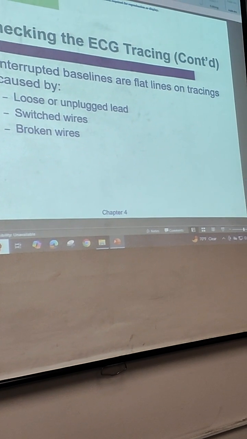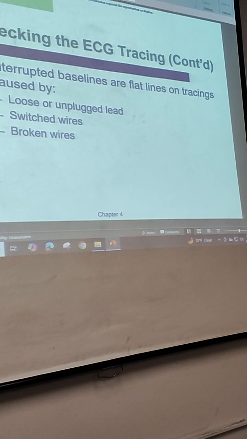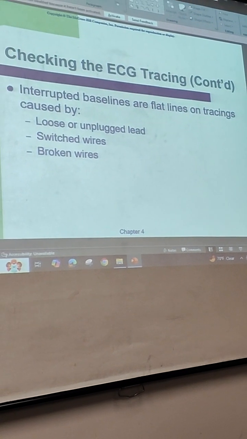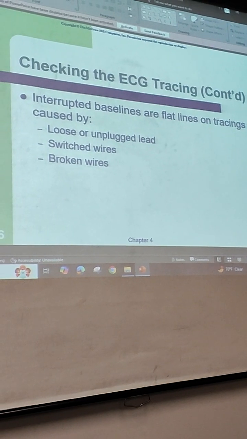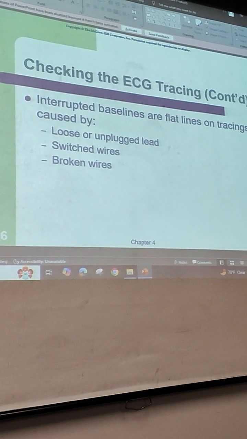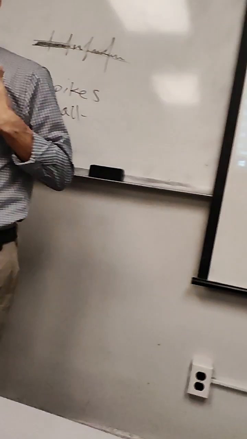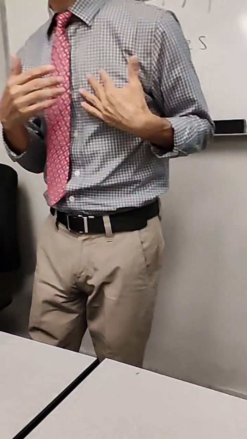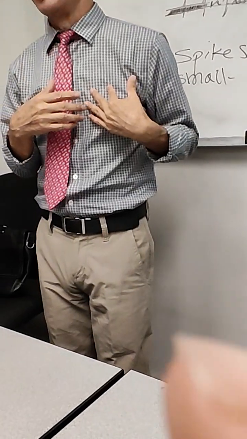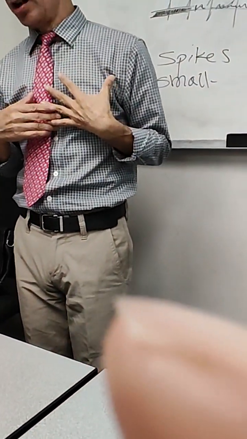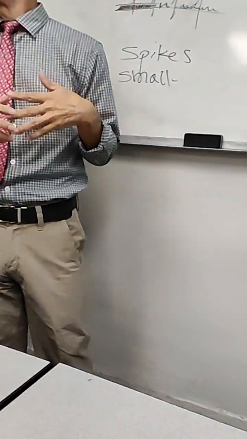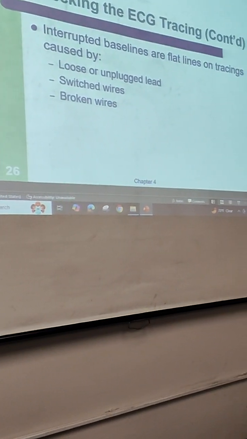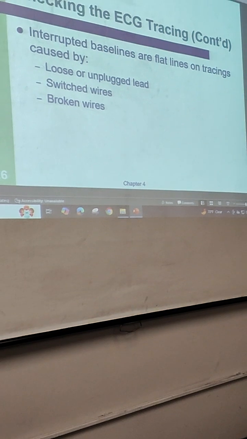Interrupted baselines are flat lines on the tracing caused by loose or unplugged leads. Remember, when they are loose, they are not in contact with the skin. The electrodes are placed in the area, but they are just touching the skin. They are not actually making enough contact. So there is no way that the electrical impulses of the heart are going to go through the skin, through the electrode, to the wires, to the machine. You're not going to see anything.